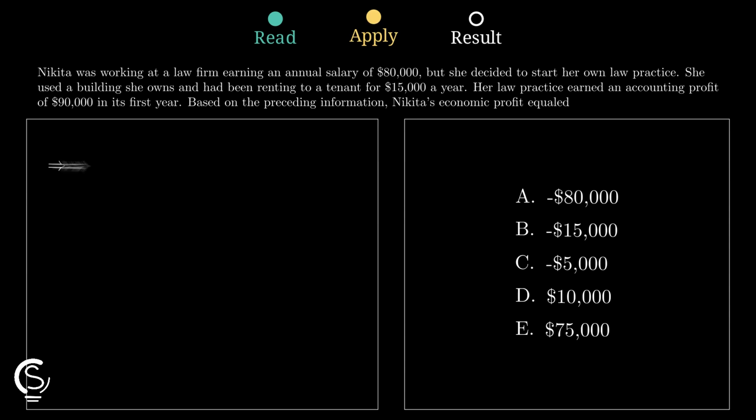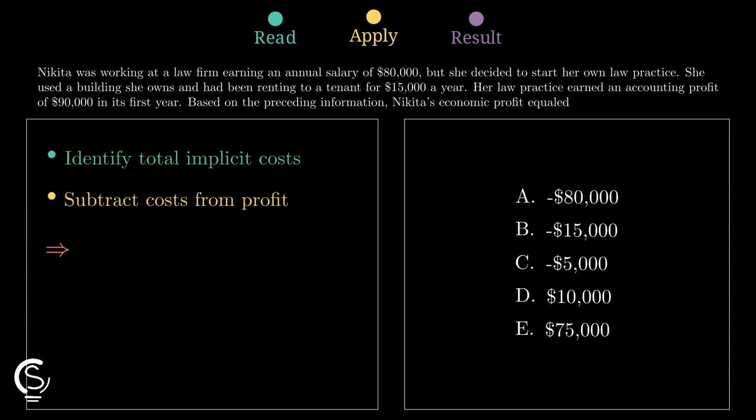Next, we take her accounting profit of $90,000 and subtract those total implicit costs. This calculation shows us how much she actually gained or lost compared to her alternatives. Subtracting $95,000 from $90,000 leaves negative $5,000.